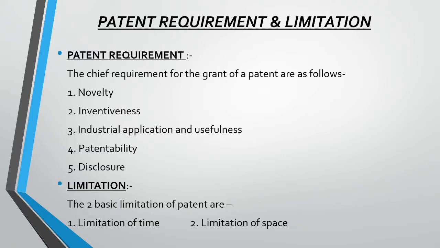So, a patent has some requirements. First, novelty. Second, inventiveness. Third, industrial application and usefulness. Fourth, patentability. And fifth, disclosure. Limitations: there are two basic limitations. First, limitation of time, and second, limitation of space.